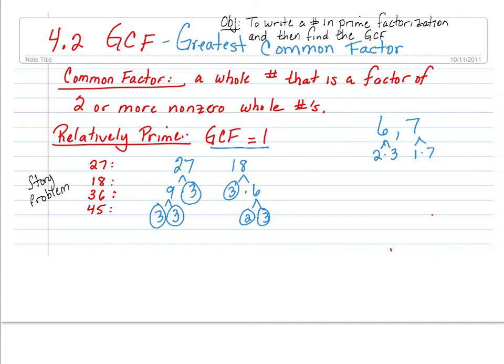Yes? 36. 6 times 6, which is then 2 times 3 and 2 times 3. Circle them. And 45, 5 times 9. That's prime, and that's 3 times 3.